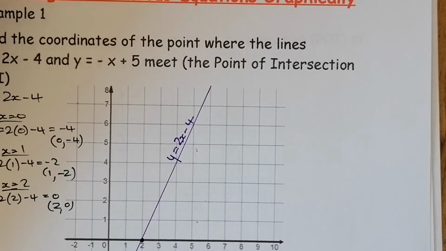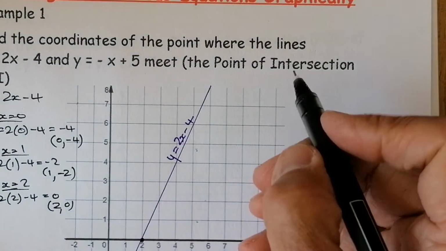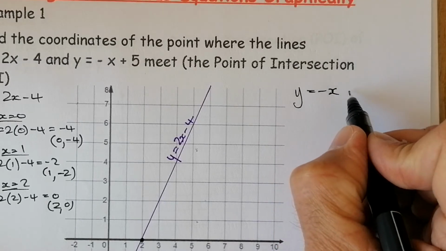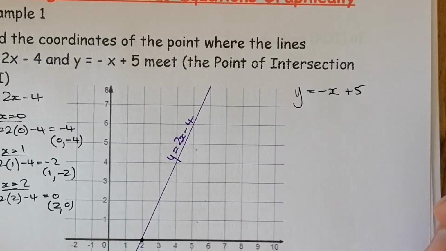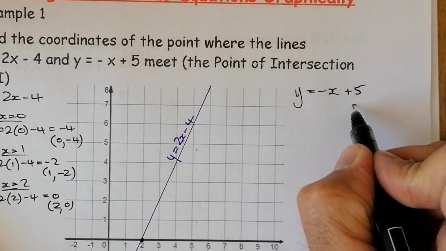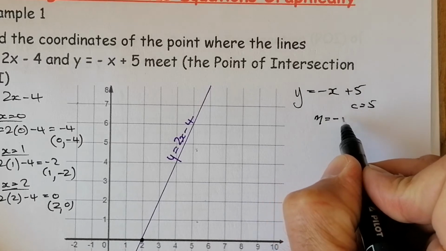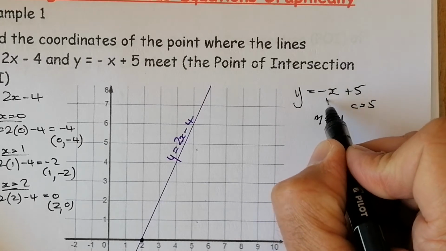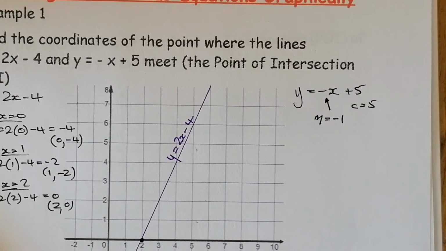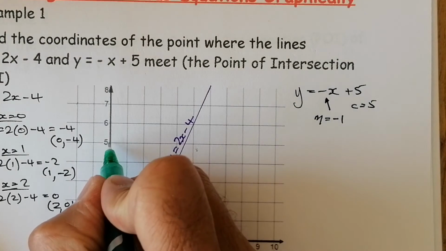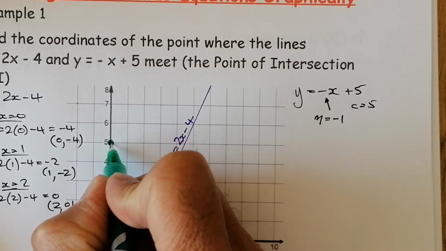Okay, so I'm going to do the same with the other line, and I want to find out where the two lines cross over. The other line is y is equal to negative x plus 5. For this one, I'm just going to do it the old way, and start with my c value. My c value is 5, and my gradient is equal to minus 1. Remember, it's the m value that's sitting in front of x. So I'm going to start at 5, going up here.